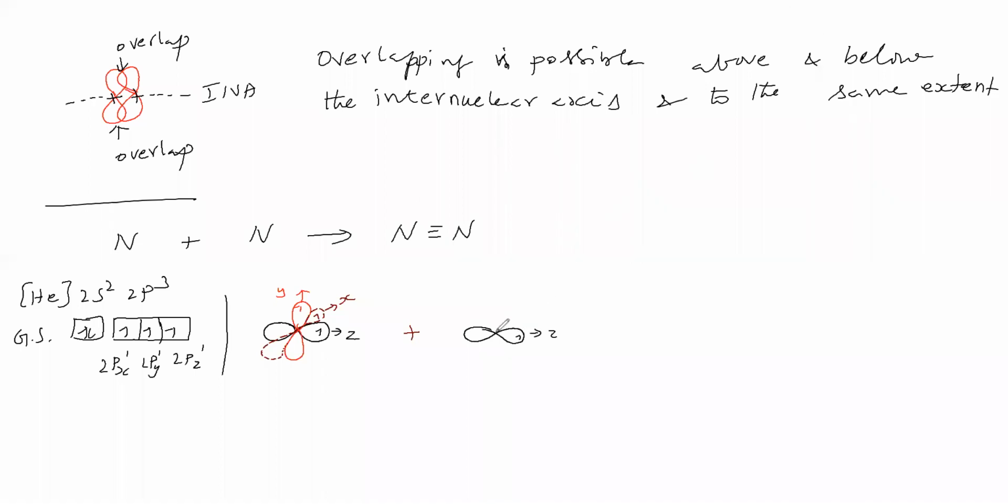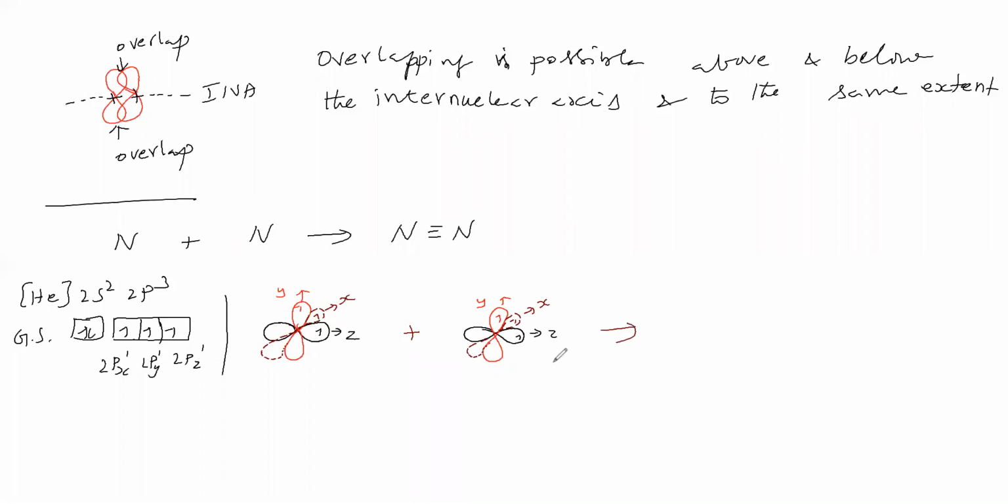Then the 2py atomic orbital contains 1 unpaired electron. Then the 2px atomic orbital contains 1 unpaired electron. So we have written the three 2p atomic orbitals for each nitrogen.